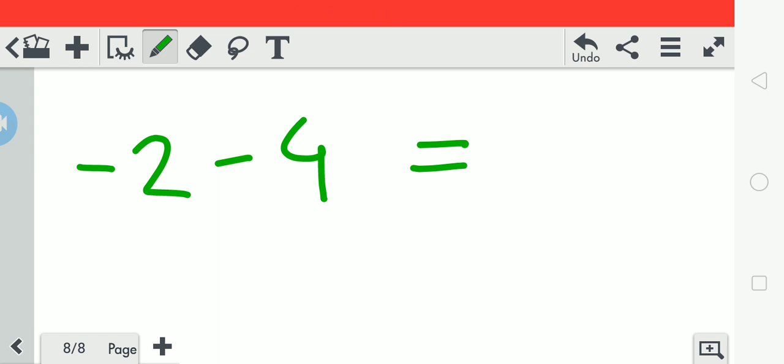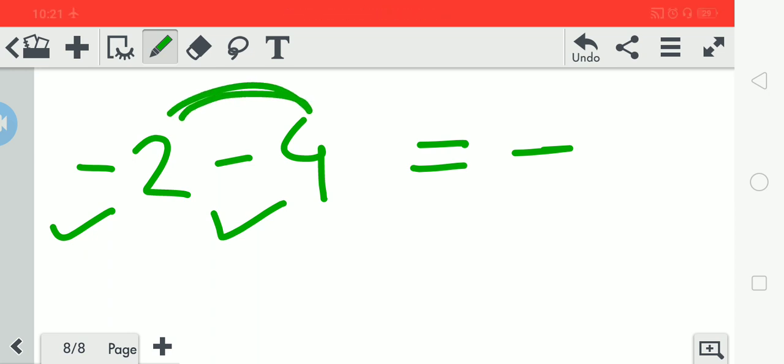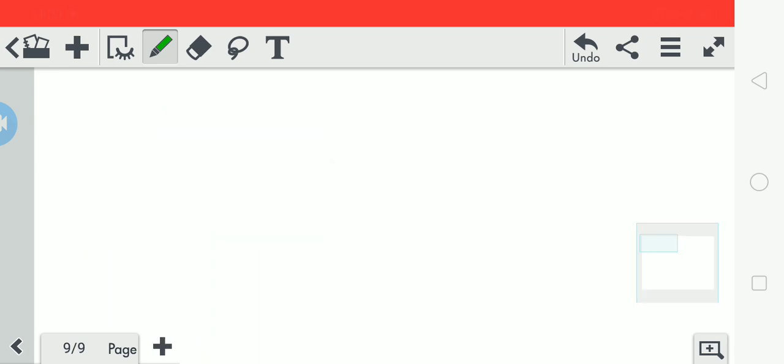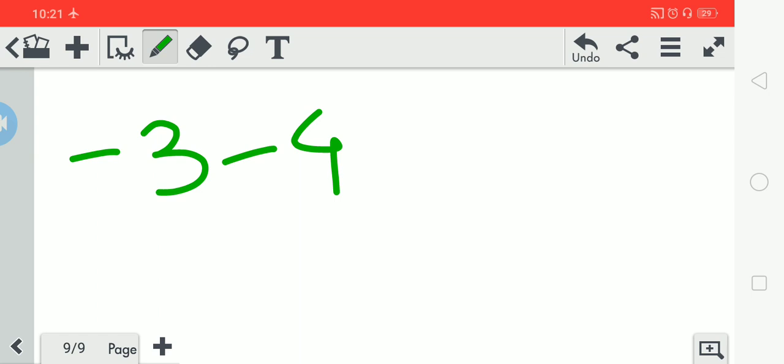Now the same numbers, I will take minus 2 and minus 4. Here the signs are the same, here is minus, here is also minus, that's why give the common minus sign, and 2 plus 4 is 6. You have to add 2 and 4 in this case. So we have seen two rules: the sum of two positive integers is always positive, the sum of two negative integers is always negative.